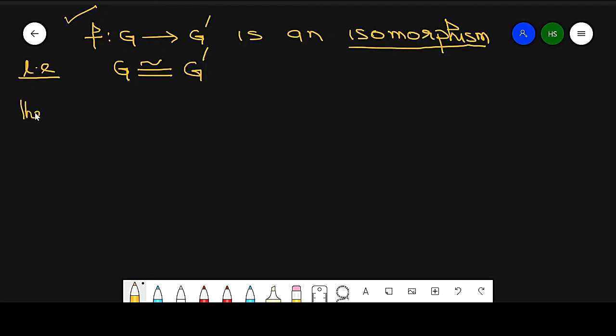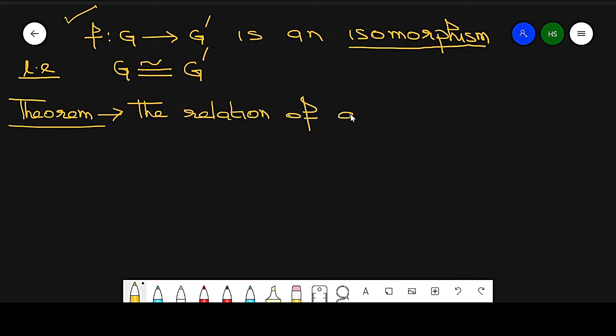So next theorem is the statement of the theorem. The relation of isomorphism.